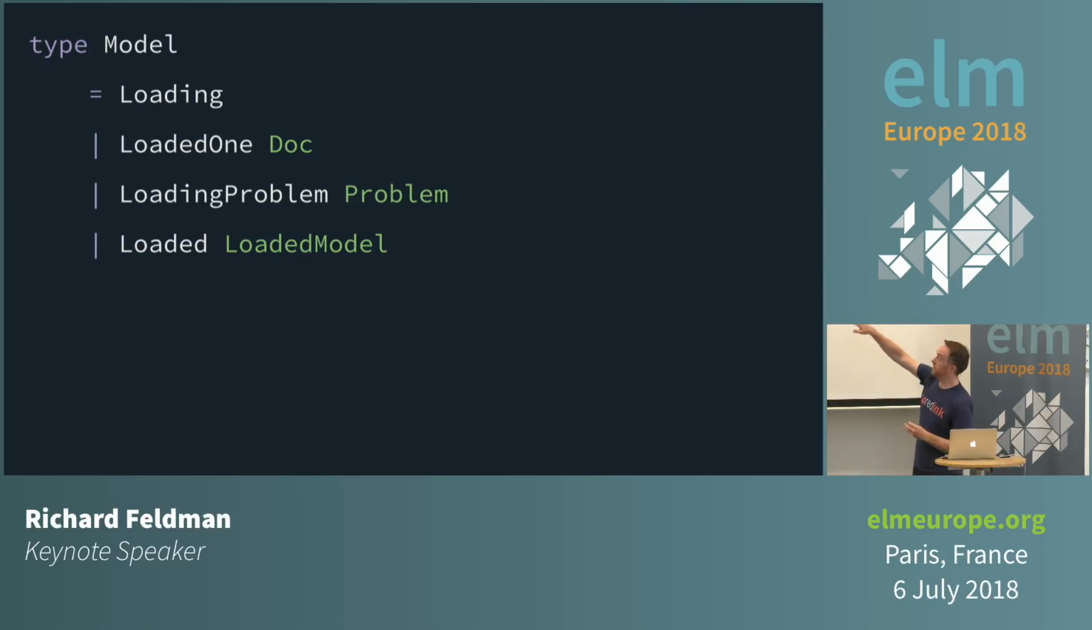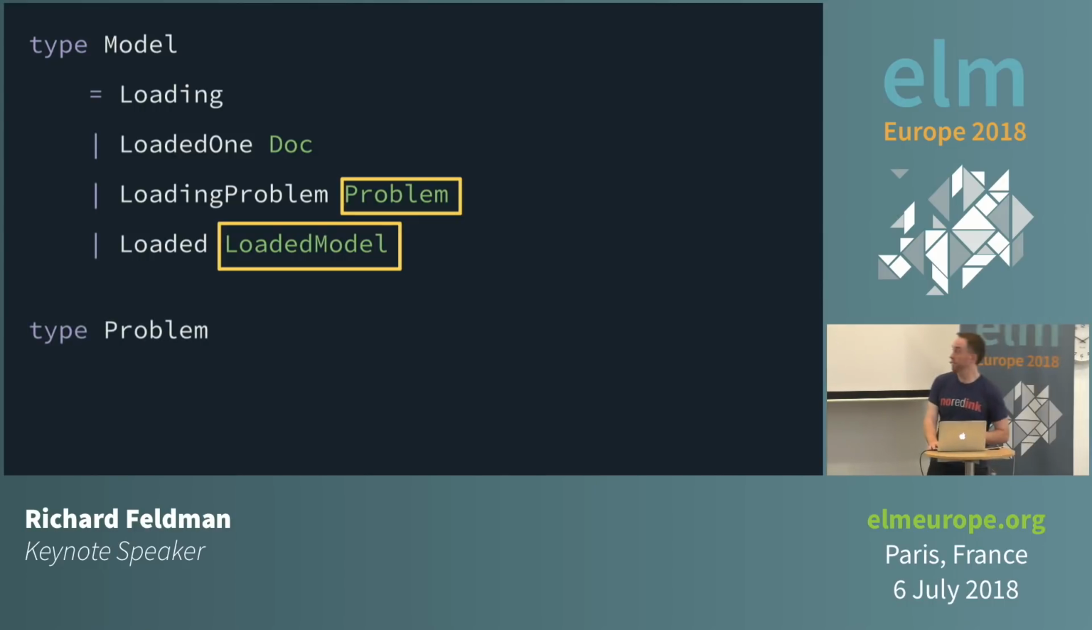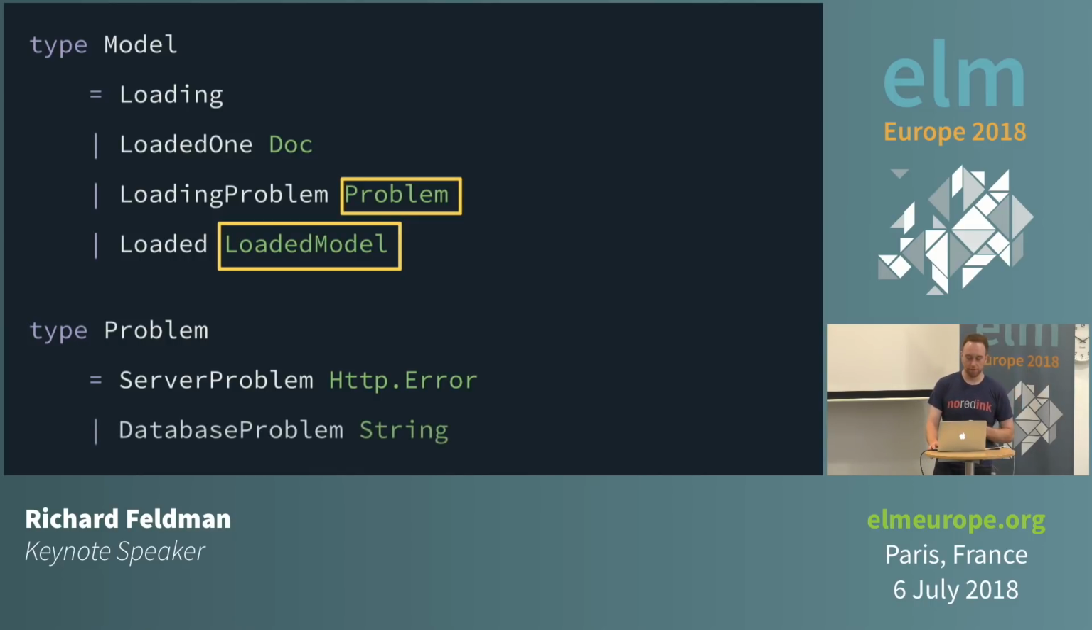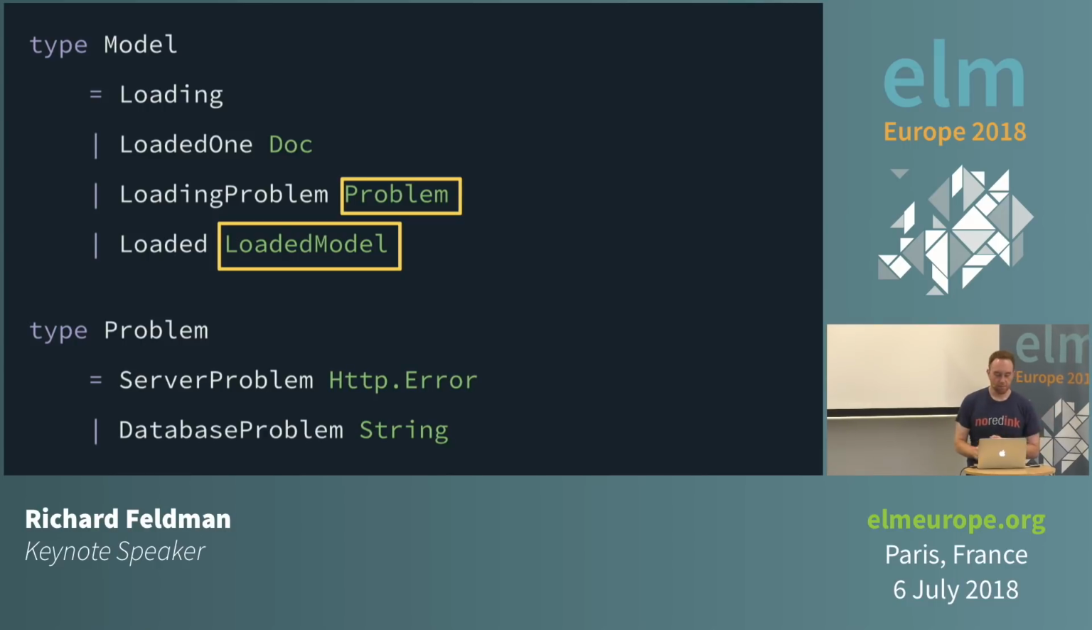So we've got our model. It's got loaded one, loading problem, and loaded with our loaded model, which is our type alias for that record. We built out the load model. Let's define problem real quick. That's just going to be a union type that's either a server problem, in which case we have an HTTP error that we can use to render whatever happened to the user, or a database problem, which is a string. That's it. Nothing more needs to happen there.